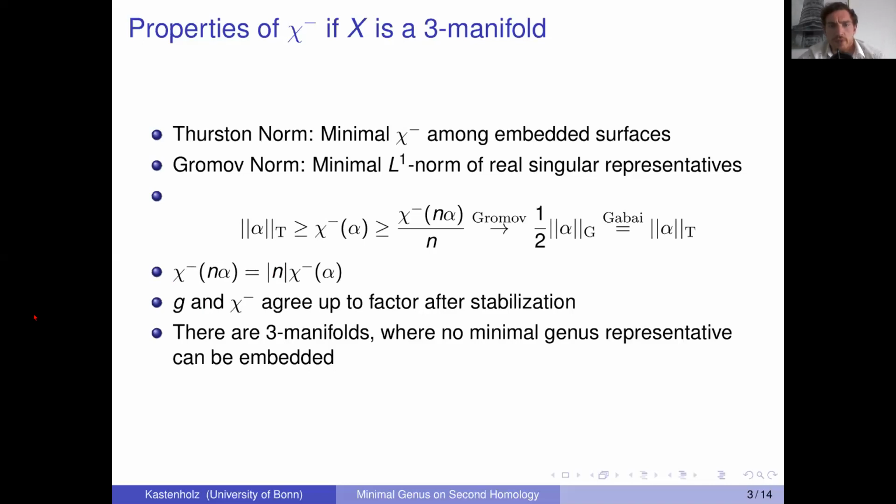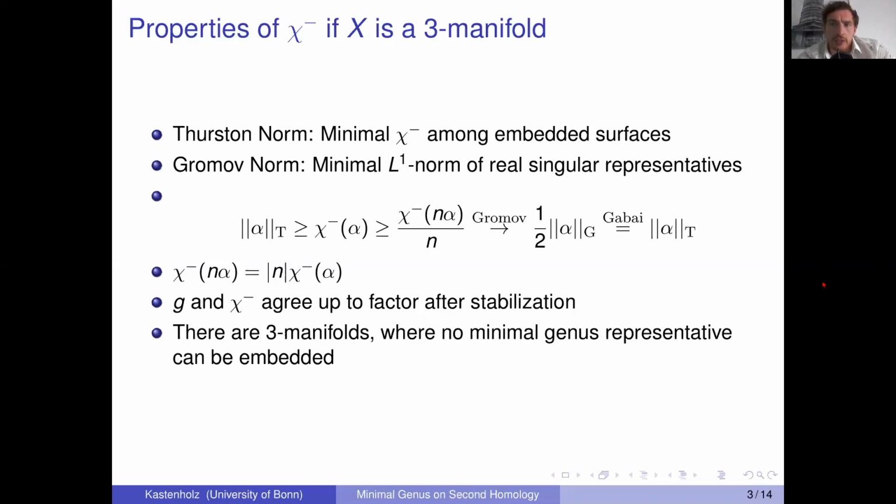What you can also get from this chain of inequalities, even though it is true, much more general, is that the genus and chi minus agree up to a factor after stabilization. This is true for all spaces, and I'm going to come to that in a couple of slides. But the important thing to note is that there are free manifolds where no minimal genus representative can be embedded.